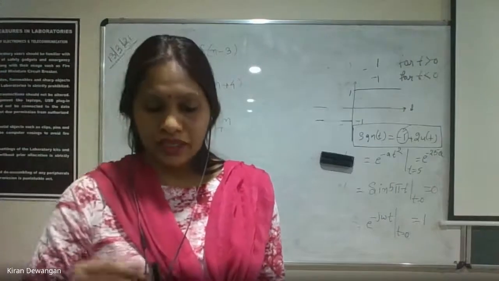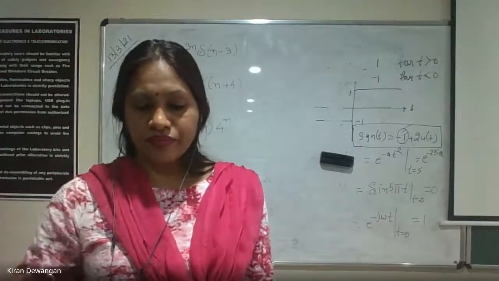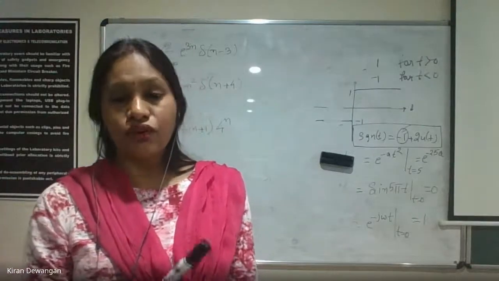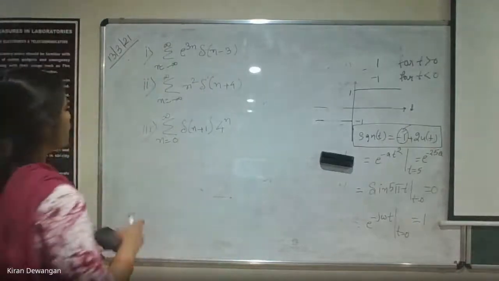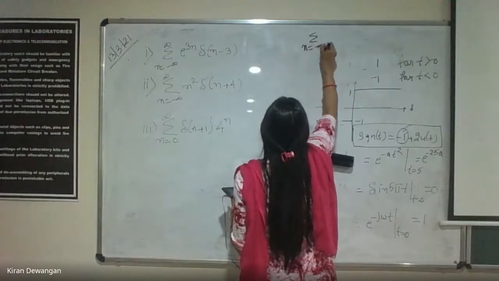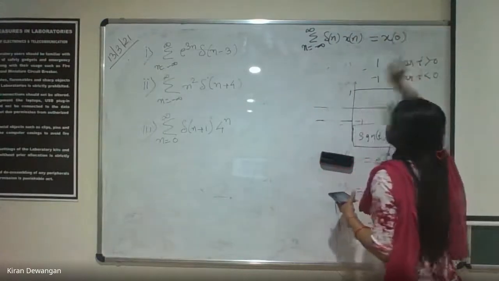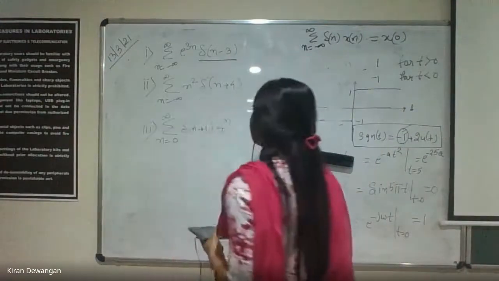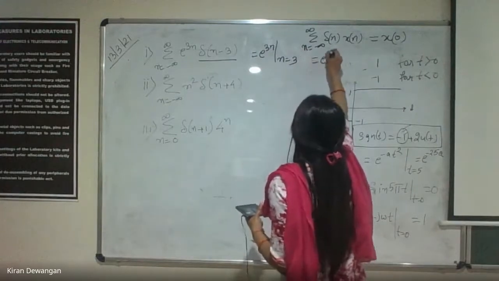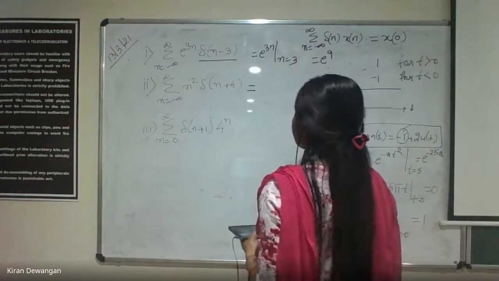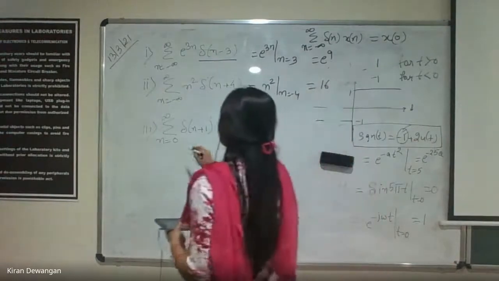So if we take the property, summation n from minus infinity to infinity of x n into del n will have the value at n equals to 0, that is x of 0. It is similar to the properties of the impulse function. So similarly, the first will have the value at n equals to 3. So this will be e to the power 3n at n equals to 3, and this becomes e to the power 9. The second will have the value at n equals to minus 4. So n square at n equals to minus 4 is 16.